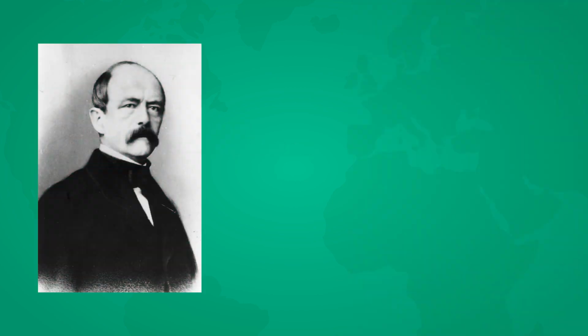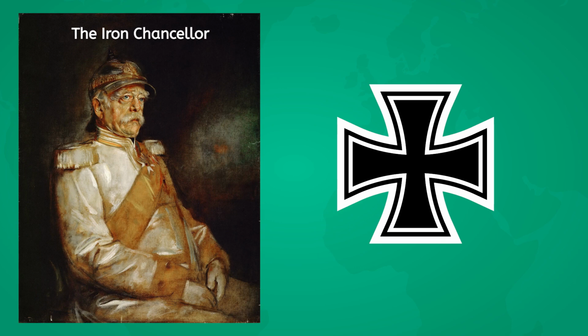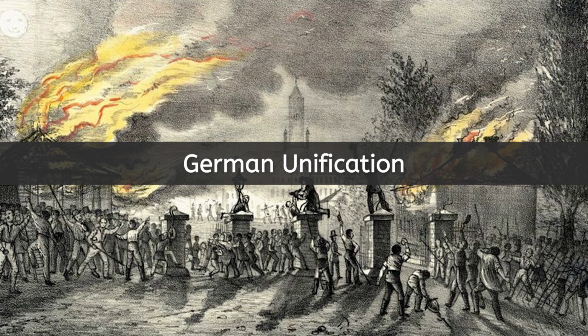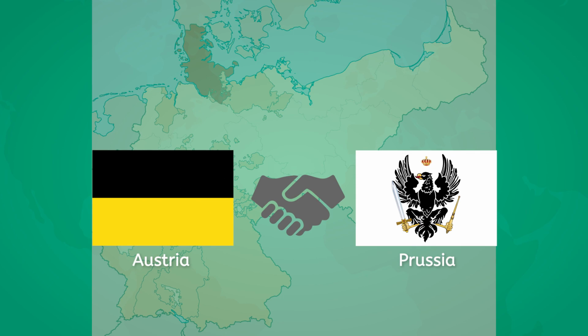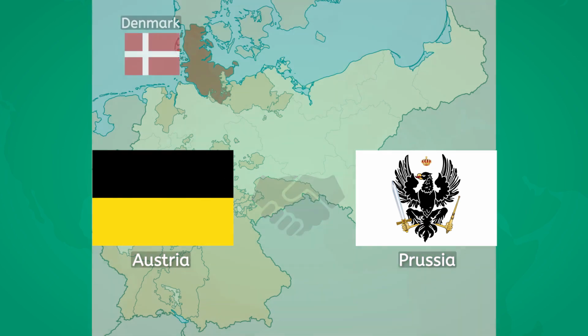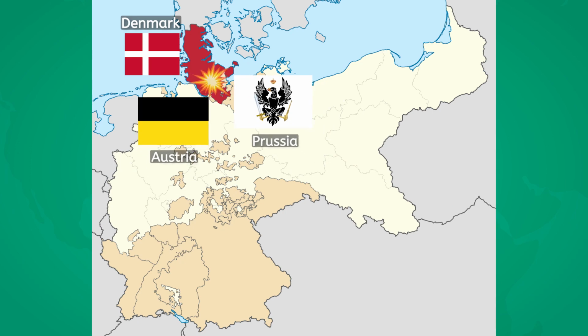In his first speech as prime minister, he said, "It is not by means of speeches and majority resolutions that the great issues of the day will be decided, but by blood and iron." Unsurprisingly, he became known as the Iron Chancellor. In 1864, Bismarck formed an alliance with Austria and provoked war with Denmark. He took the provinces of Schleswig and Holstein for Prussia, winning respect from other Germans.